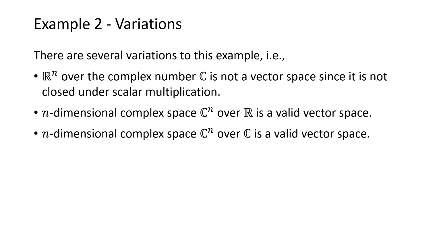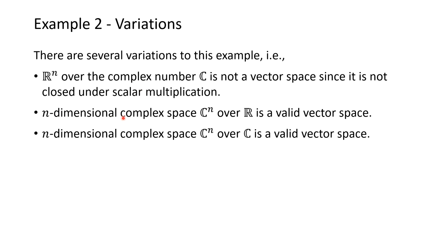We can try a few variations to our previous example. The first one you might want to try is taking the n-dimensional Euclidean space, Rn, over the complex numbers. And that's not going to work because when you multiply an element from Rn by a complex number, you're not going to get another vector in Rn. You're going to get a complex vector. So this extension is not valid, but there's two others that are valid.